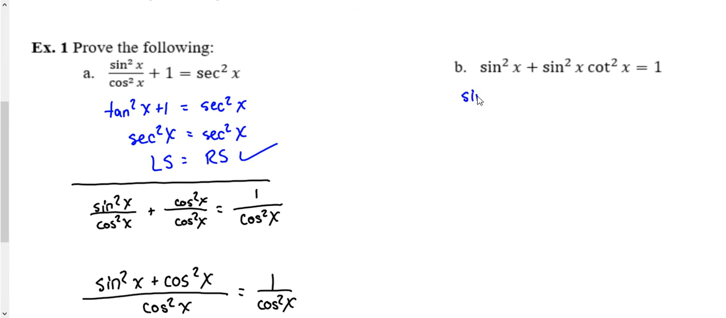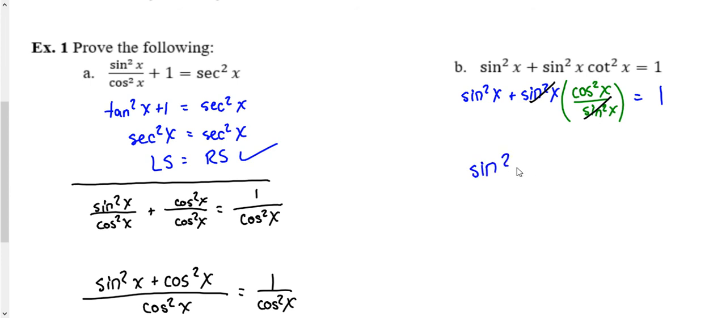So here I have sine squared x plus sine squared x, but this time, instead of saying cotangent, I'm going to say this is the same thing as cos squared x divided by sine squared x. And all of that is now still equal to 1. From here, I see sine squared x and a sine squared x. These will cancel out.